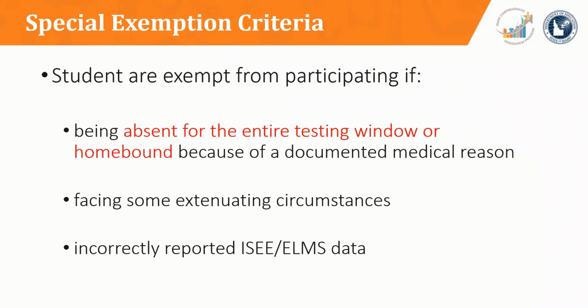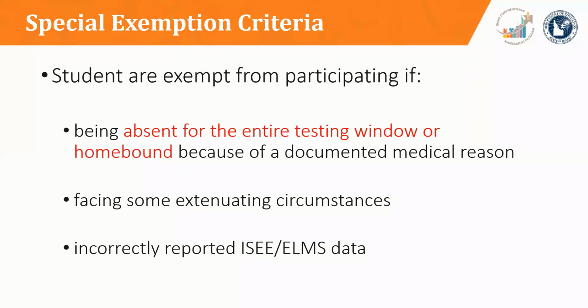These exemptions are for those students who were absent for the entire testing window or were homebound due to a documented medical reason, students who face some extenuating circumstances like death in the family or house fire, and lastly, students with incorrectly recorded IC enrollment attendance or ELMS data.